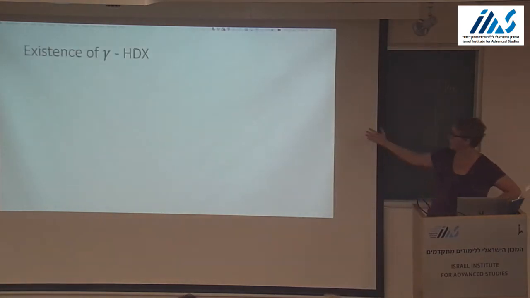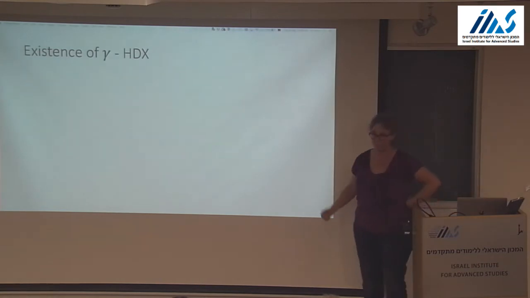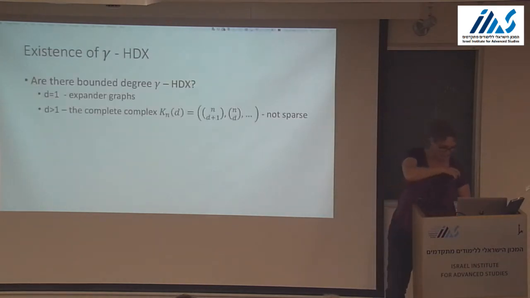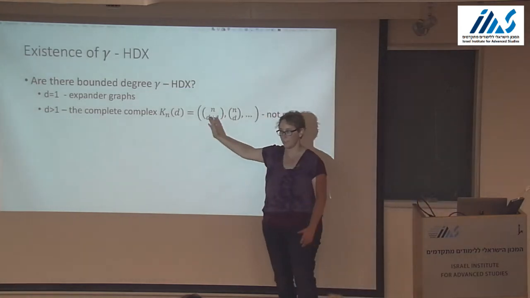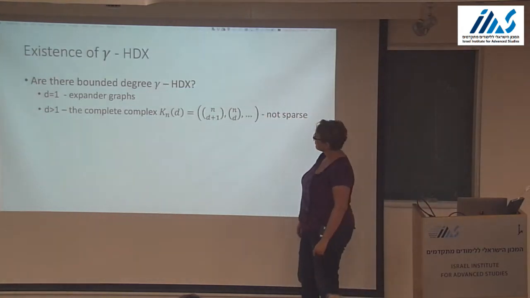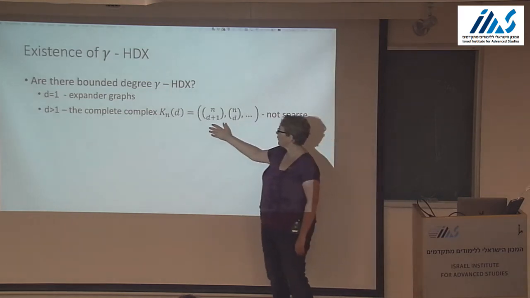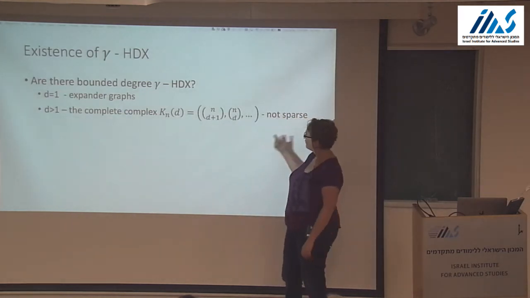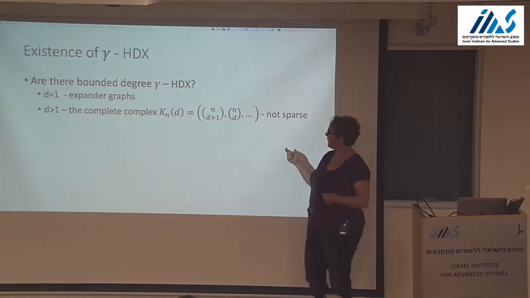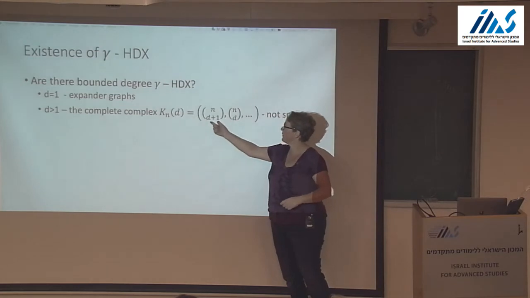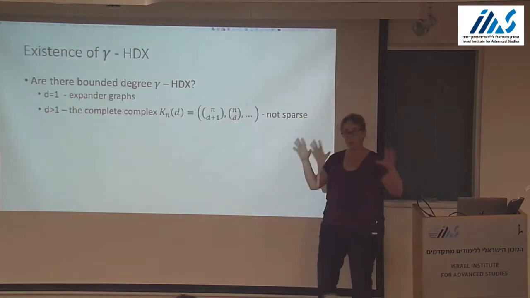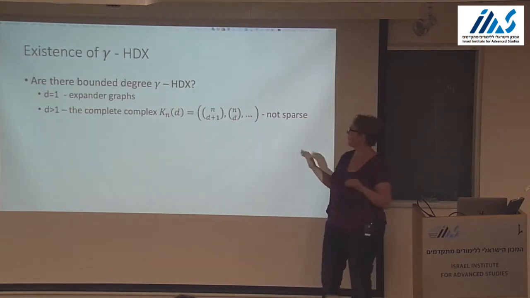So let's talk about whether it exists. Okay, for D equals 1, it exists. An expander graph satisfies this definition. For D bigger than 1, it also exists: the complete complex. So what is the complete complex? You have n points as the vertices, and then you have n choose D faces for any D, say up to D. So you look at all possible faces that you can put on n vertices.